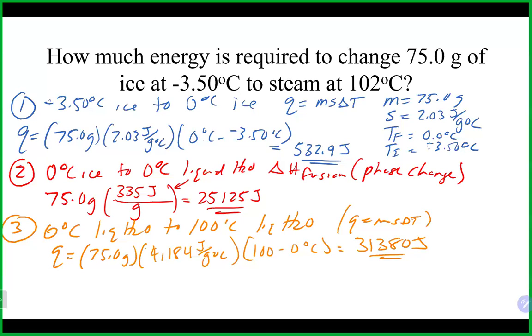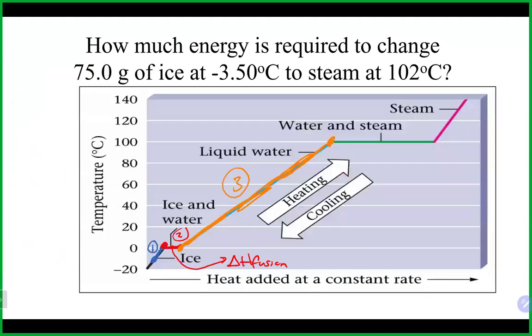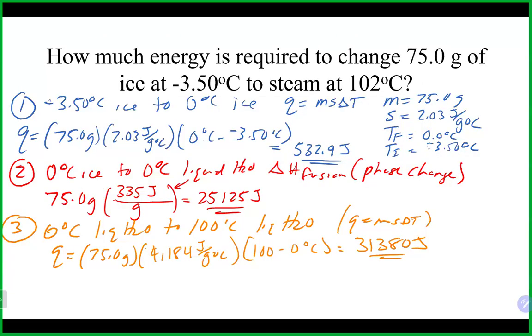So if we take a look at our graph here, the next thing that needs to happen is we now need to go from liquid water at 100 degrees to steam at 100 degrees. So once again, we're going to do a phase change. Temperature stays the same, phase changes. This is our delta H of vaporization that we're going to use to do that transition. So that would be our fourth step here.